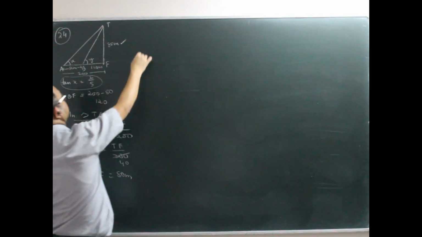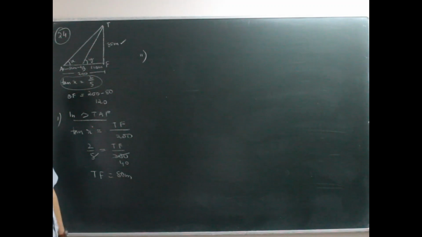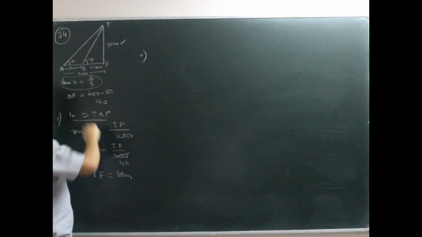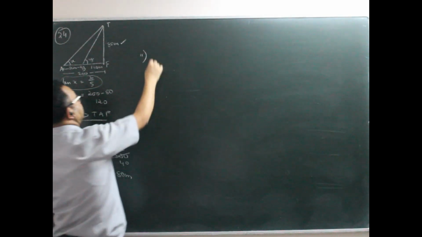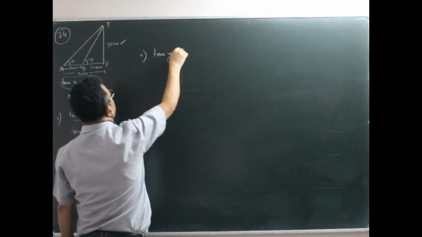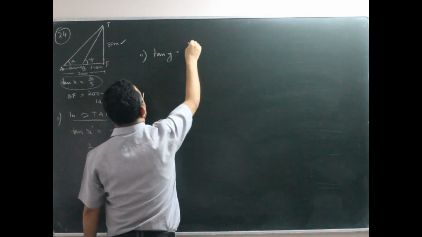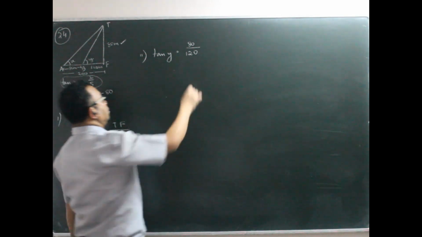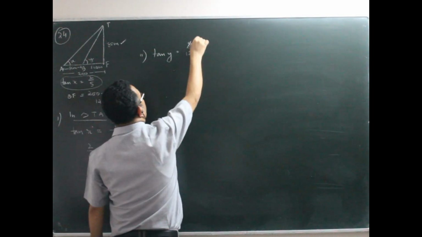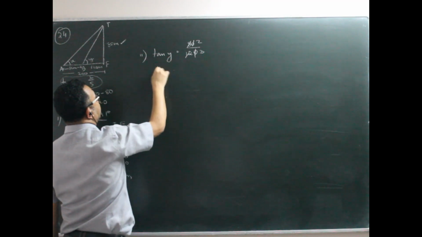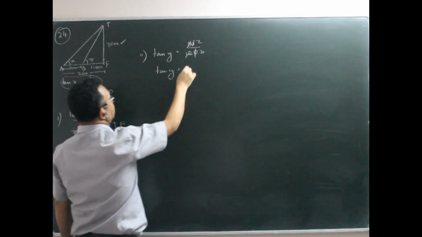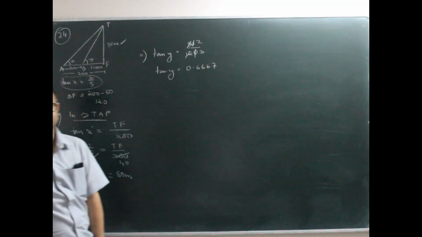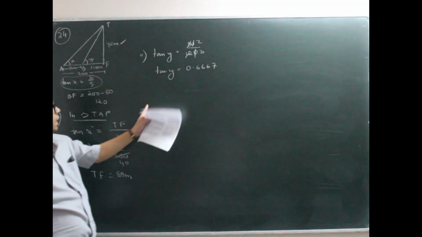Now the second question is telling you to find y. To find the value of y, I'll take this, which is perpendicular, and this is base. So tan y is again perpendicular by base, 80 by 120. Then I can cancel this, 4,2 and 4,3. So then tan y is equal to 0.6667, it goes on and on. I am taking 4 places of decimal. So there it is, tan y is that.